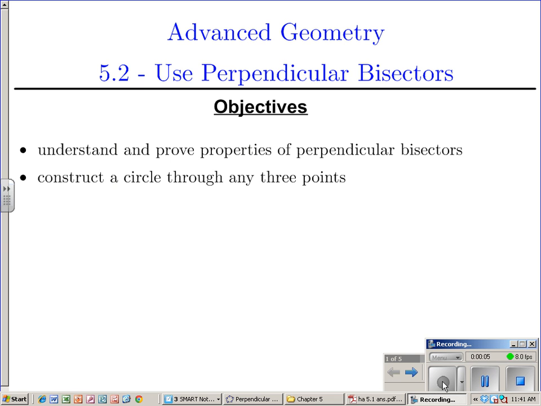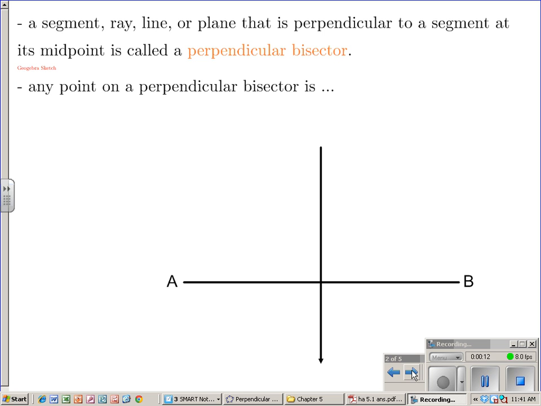We talk about perpendicular bisectors, and the name of them is just what they are. All right, a segment, ray, line, or plane that is perpendicular to a segment at its midpoint. So it's an object going through a midpoint perpendicular to a segment, perpendicular bisector. So it has some properties.